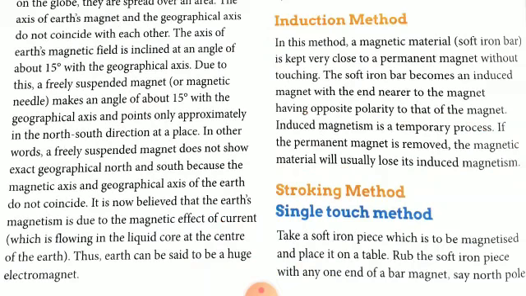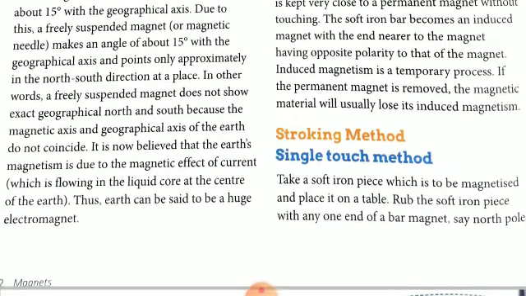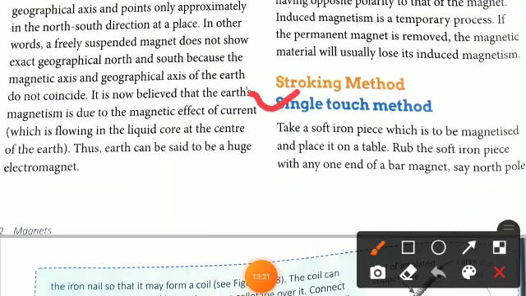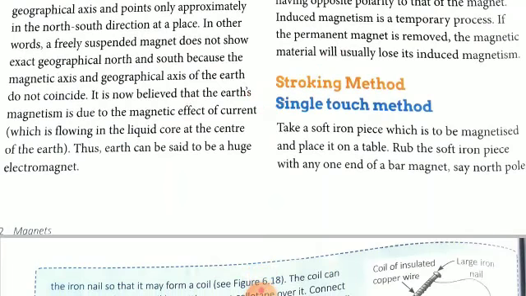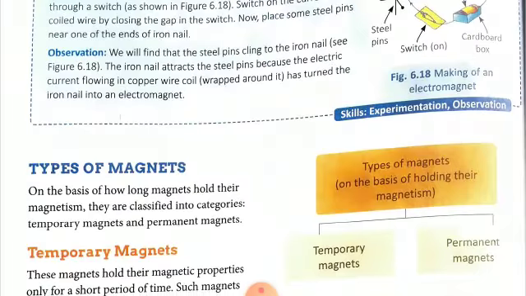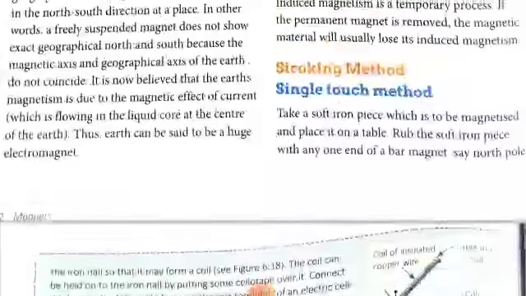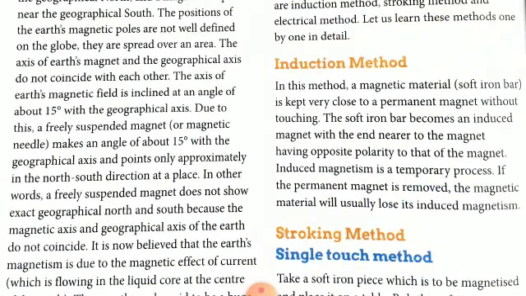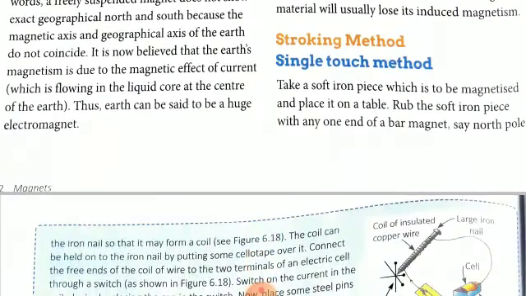Now we will move to the stroking method, or you can say it is the single touch method. Now what happens in this method? Let us look here. Take a soft iron piece which is to be magnetized. Suppose we take an iron piece in which we have to create magnetism, and place it on a table. You can see this process in figure 6.13. Okay, no issue. So take a soft iron piece which is to be magnetized and place it on a table.